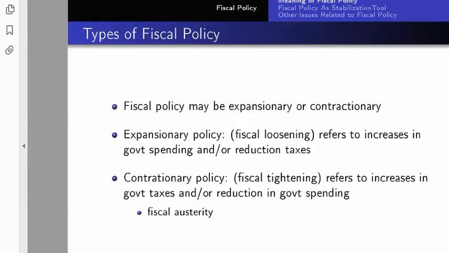Now, contractionary fiscal policy is also known as what? Fiscal tightening. Fiscal tightening refers to an increase in taxes and a reduction in what? Government spending. An increase in taxes and then a reduction in government spending. And it's quite closely related to what is referred to as fiscal austerity. You want to put some discipline into the economy, so you reduce government spending.